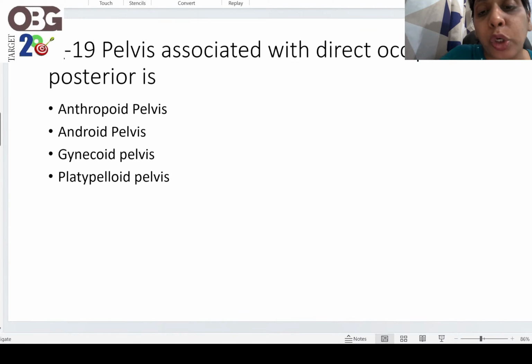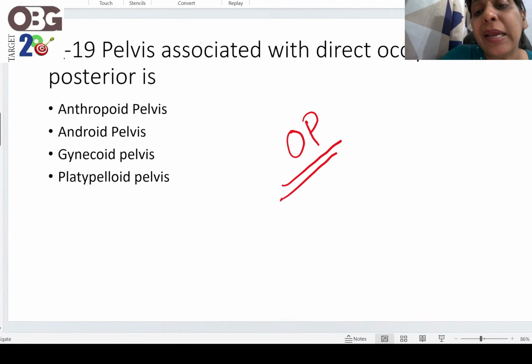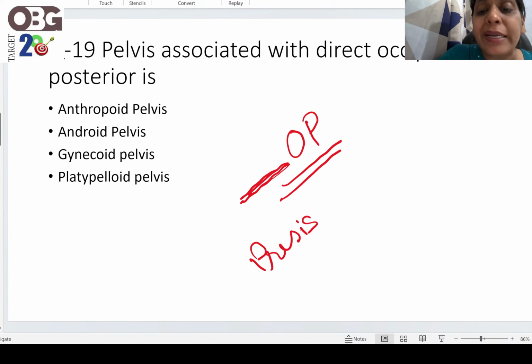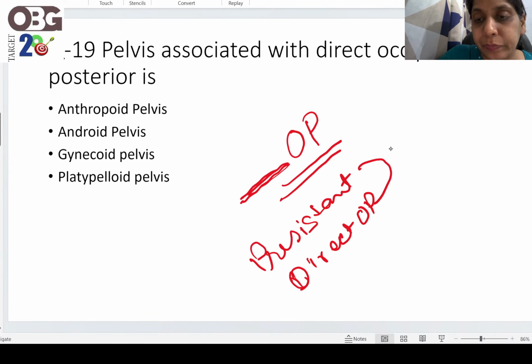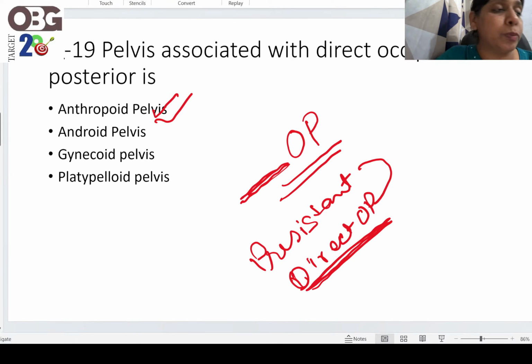I already told you, if any prefix comes before occipito-posterior, persistent occipito-posterior or direct occipito-posterior, your answer will be anthropoid pelvis. Okay, persistent, very good, Dr. Prashant. The pelvis associated with direct occipito-posterior is, what do you mean by direct occipito-posterior?